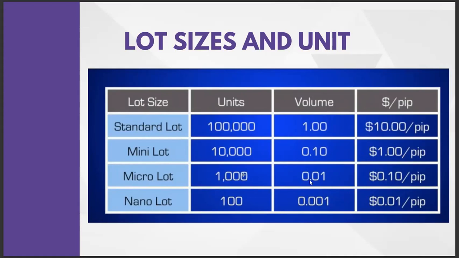We also have micro lot size, which is 1,000 units, and it's written 0.01. It's 10 cents per pip. So this is the nano lot size. We don't need to add it because it's not what most brokers offer. They only use, for now, standard lot, mini lot, and micro lot sizes.